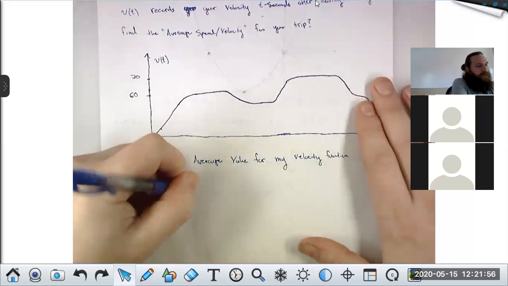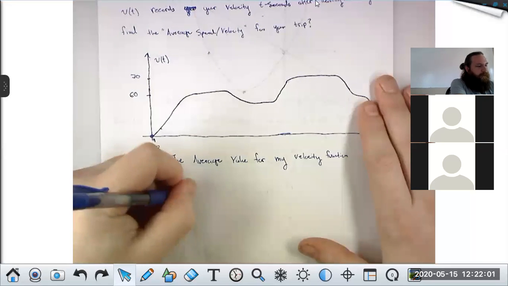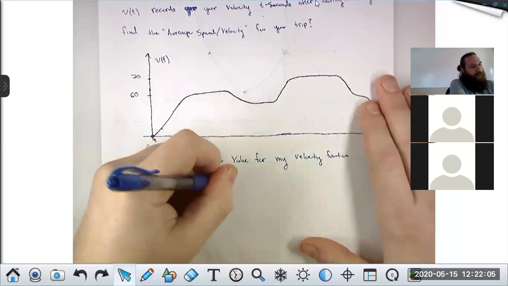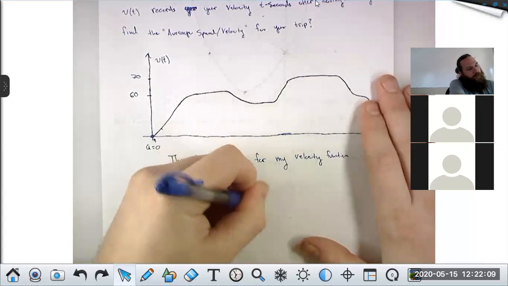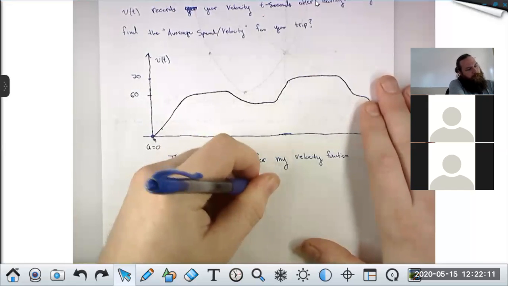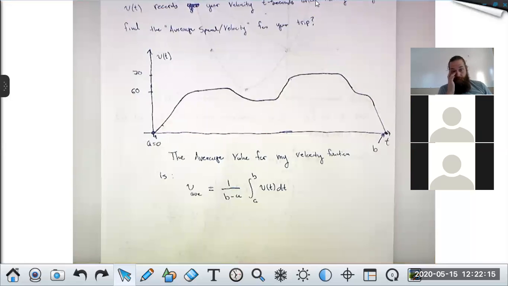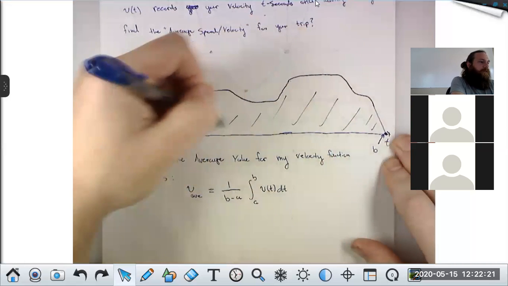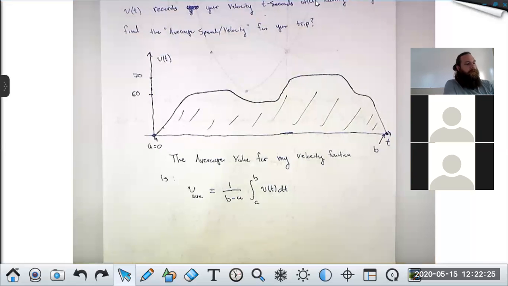So here the notation I would use, since my function is v, I would refer to this average value as v_av, and it is 1 over b minus a times the integral from a to b of v of t dt. In other words, it's the area under that curve divided by the length of the interval.